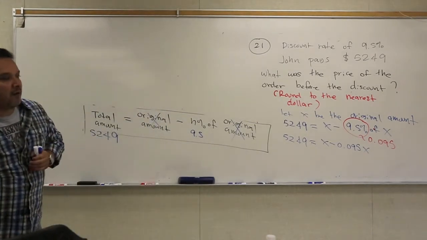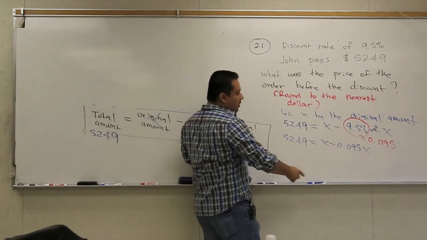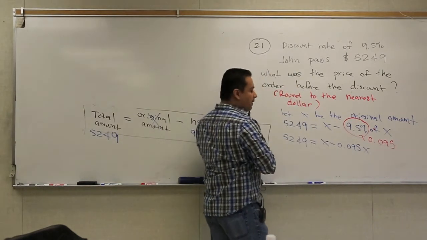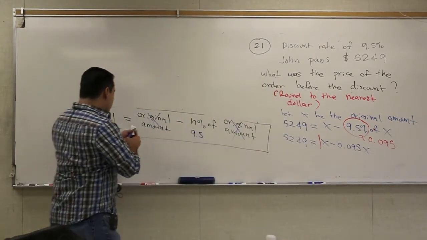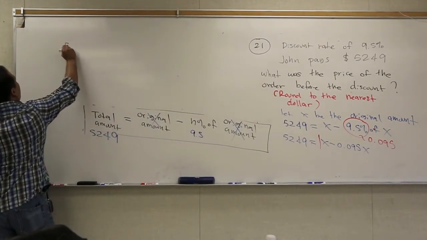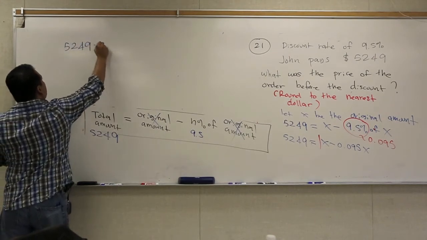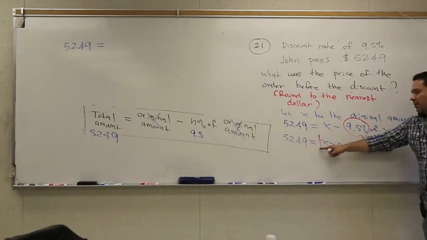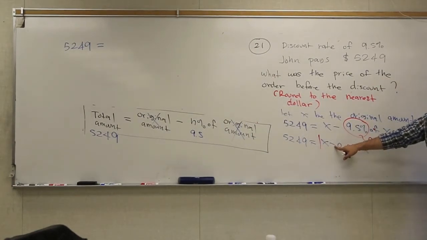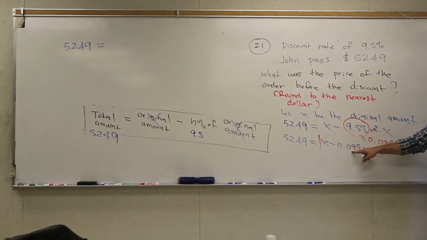All right, let's take a look. What do you guys know you have to do here? If you're going to solve for x, which represents your original amount, what number goes in front of x? 1. So if we combine like terms, 5,249 equals, what do you guys know? This is 1x minus 0.095x. You're going to have to do some arithmetic. What's the arithmetic going to be? 1 minus 0.095.